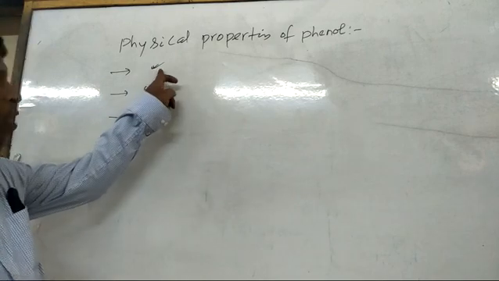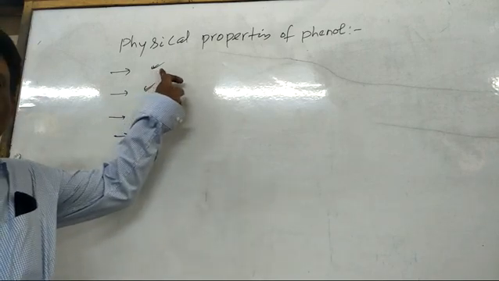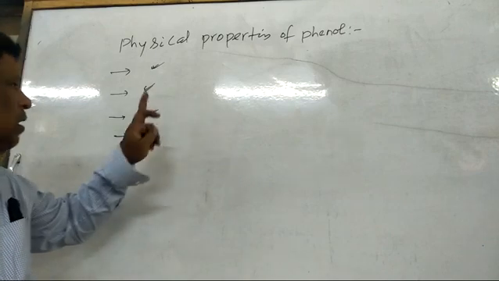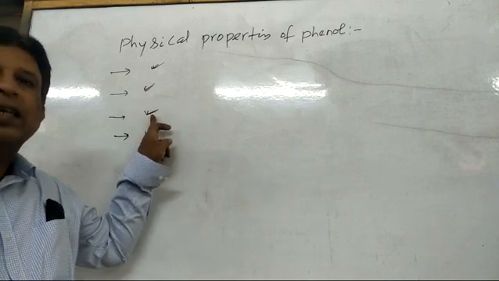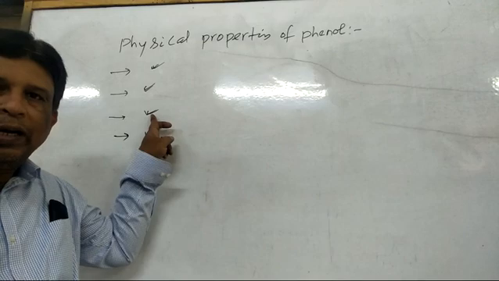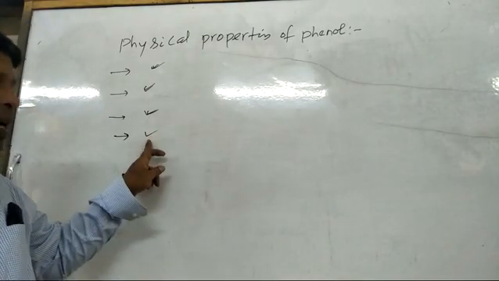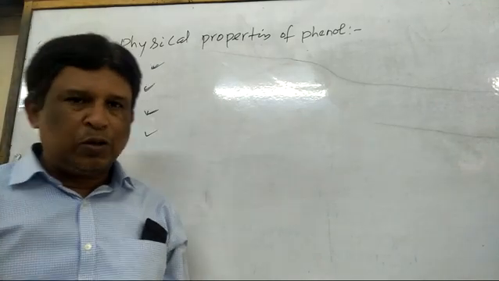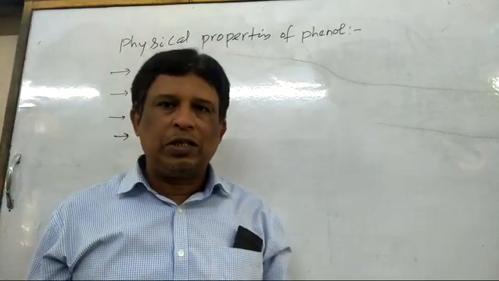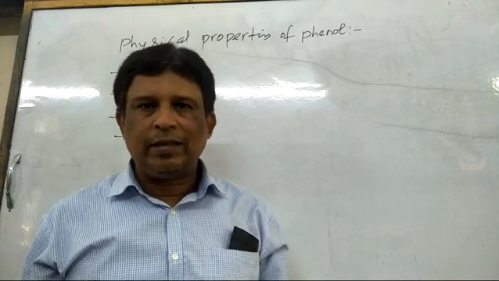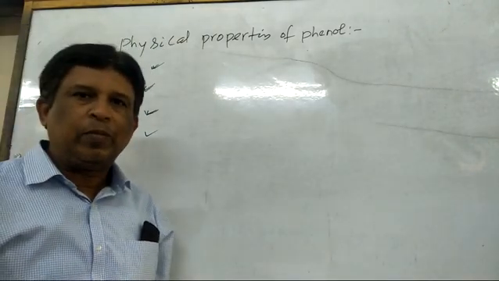I repeat again. One, pure phenol is colorless. It is sparingly soluble in water, and next, it possesses a higher value of boiling point due to presence of intermolecular hydrogen bonding. And the last one is it is highly corrosive in nature and produces a blister when it comes in contact with our skin. Next, switch over to the chemical property of phenol.